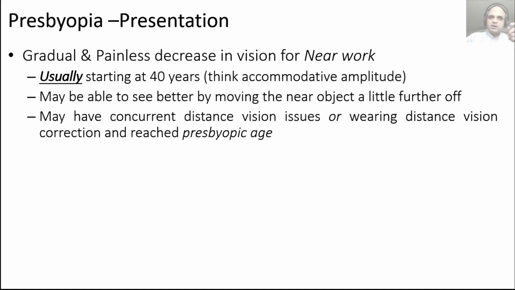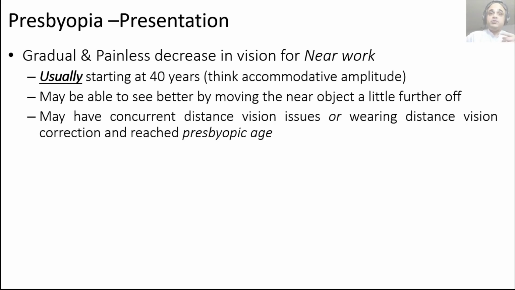And think accommodative amplitude, that blue rectangle or square that was around that particular age group when I showed you the chart. One very characteristic thing that the patient would say is that if they move an object a little bit further away, it becomes clearer. And you already know why that is, but we'll talk about it in a minute. Obviously, the patient might already have a near vision issue and is just coming in for a change of glasses, or might already have a distant vision issue in which he was wearing distant vision glasses. That was because he was wearing those glasses before he reached a presbyopic age, which is usually 40.